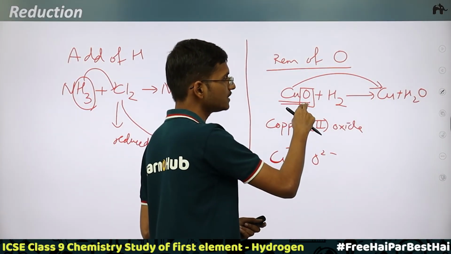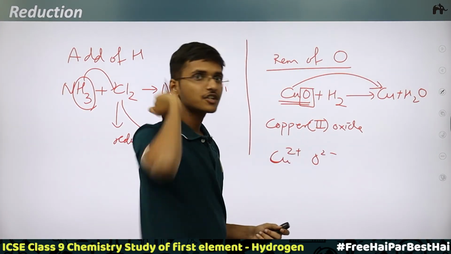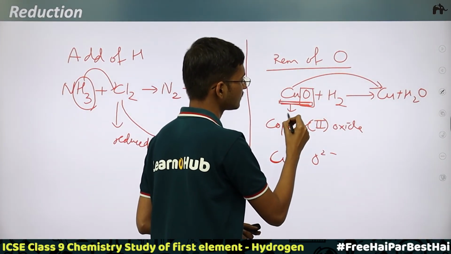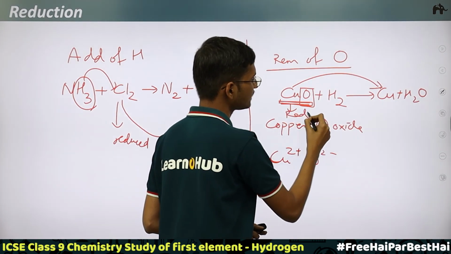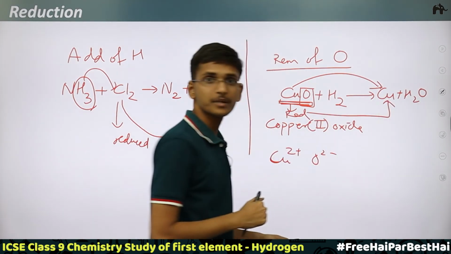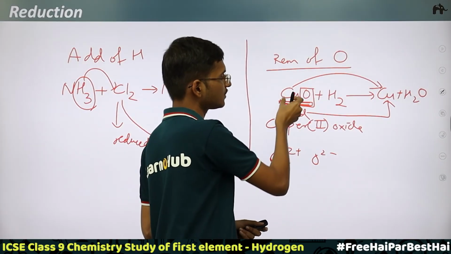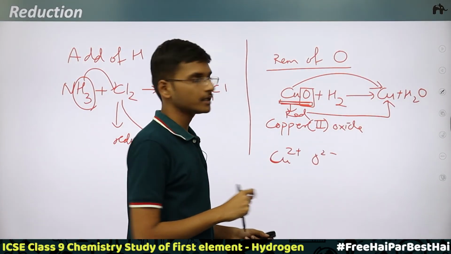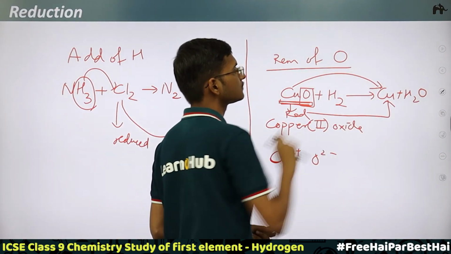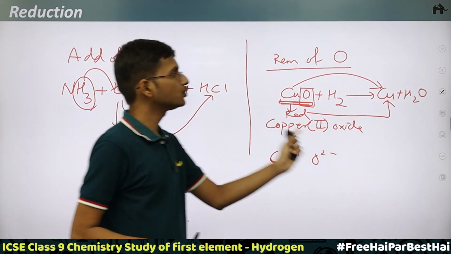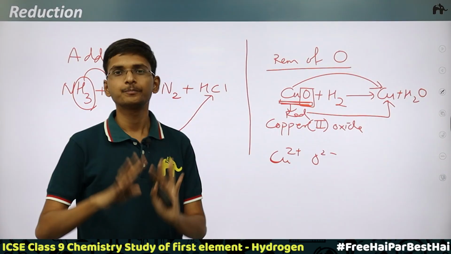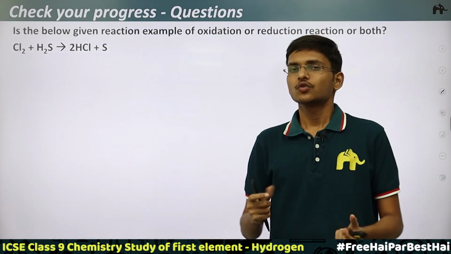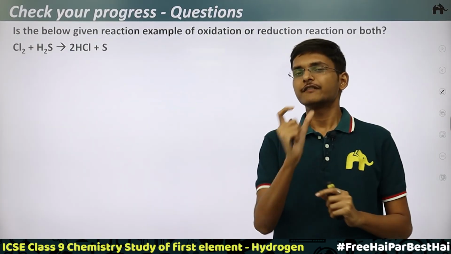So removal of oxygen means reduction. This means that our copper 2 oxide is getting reduced, and it is getting reduced to copper. Removal of oxygen is taking place here, resulting in copper. So reduction of copper 2 oxide into copper is taking place here. Got the point? What is oxidation? What is reduction?